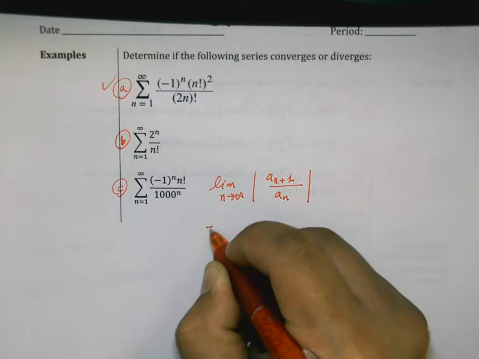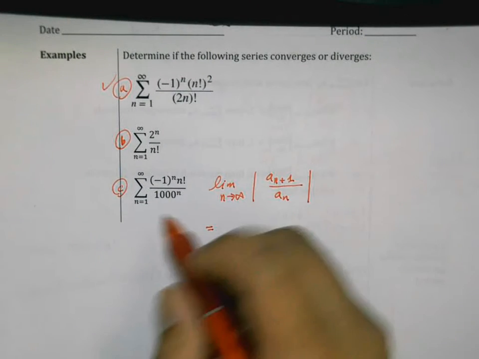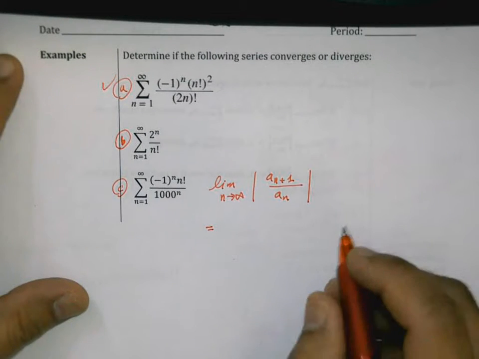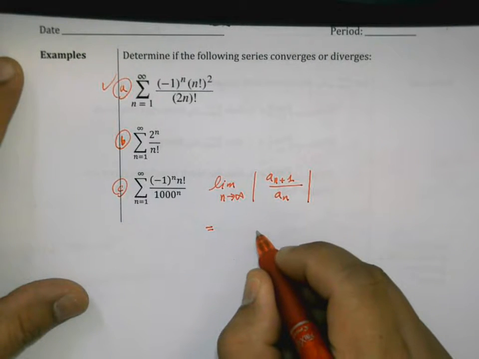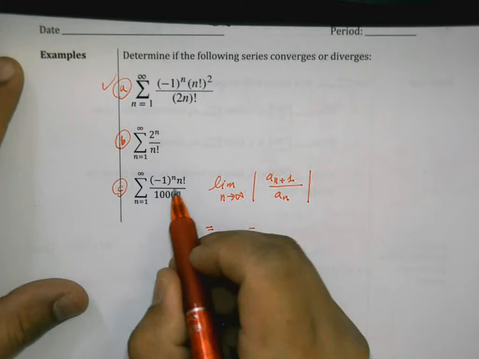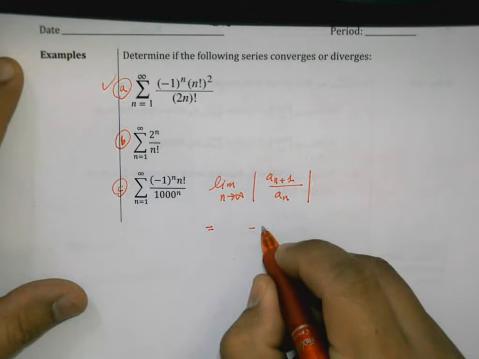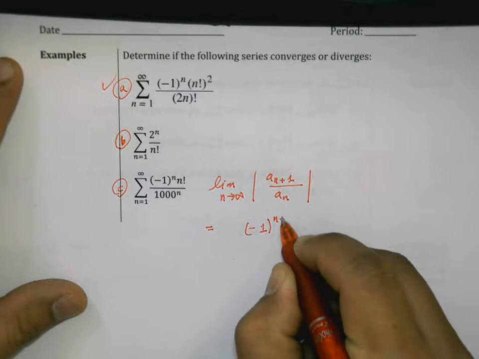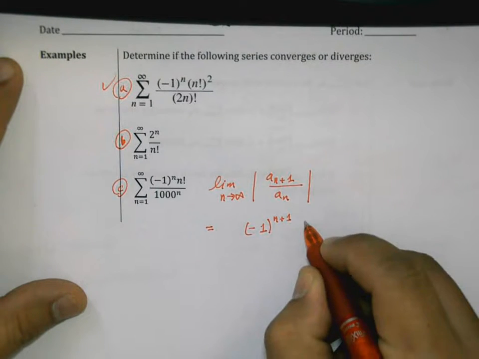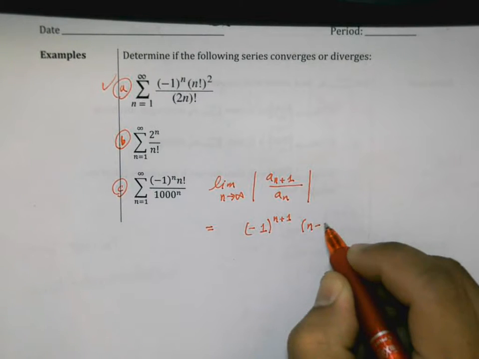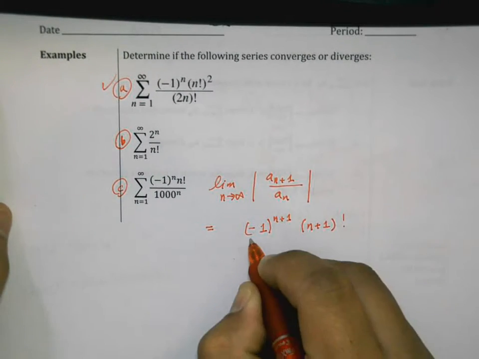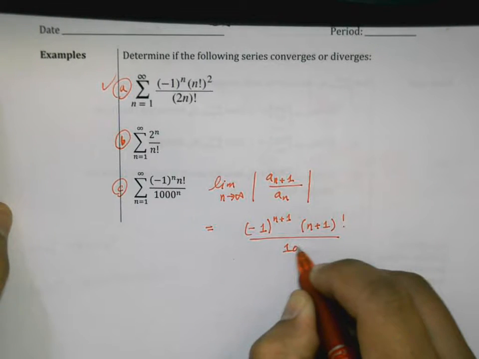So the n plus 1 term is simply replacing all the n's with n plus 1. So this is negative 1 to the n plus 1, times n plus 1 factorial, divided by 1,000 to the n plus 1. Okay? And so that's the n plus 1 term.